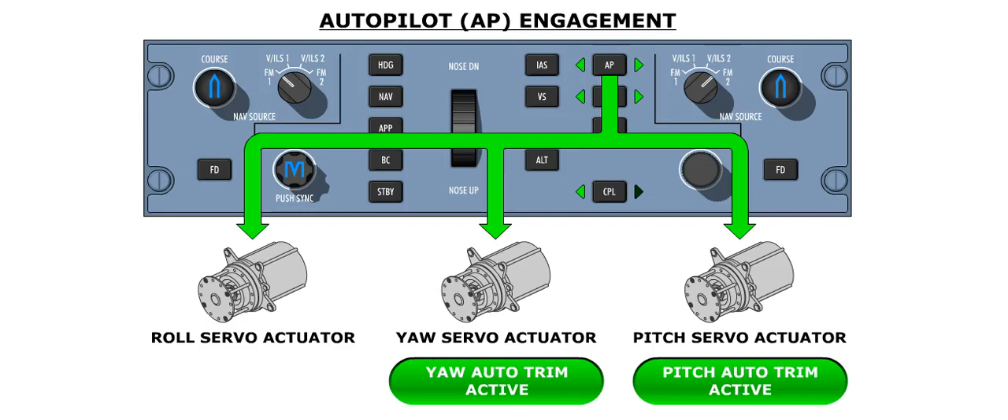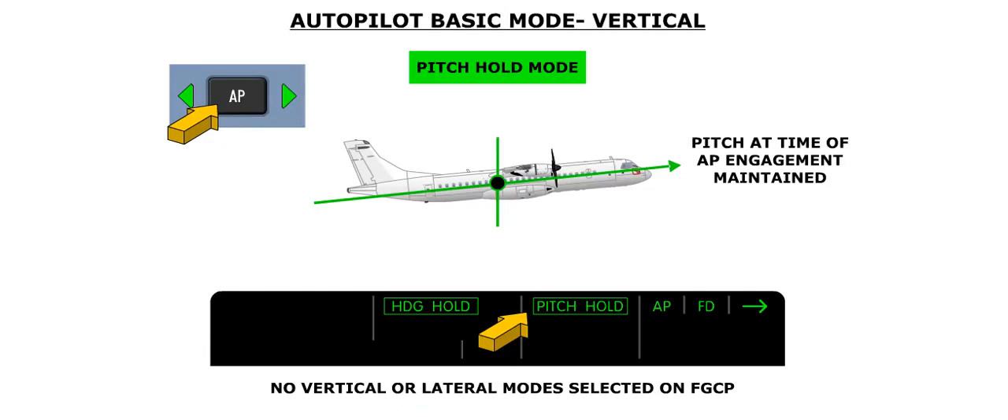Once the autopilot is engaged, it will control the aircraft through the three servo actuators. In addition, the pitch auto trim and yaw auto trim functions are activated. If no vertical and lateral modes are selected on the FGCP, the autopilot will engage in the basic mode. The basic vertical mode is pitch hold, in which the autopilot will maintain the pitch that existed at the time of engagement.